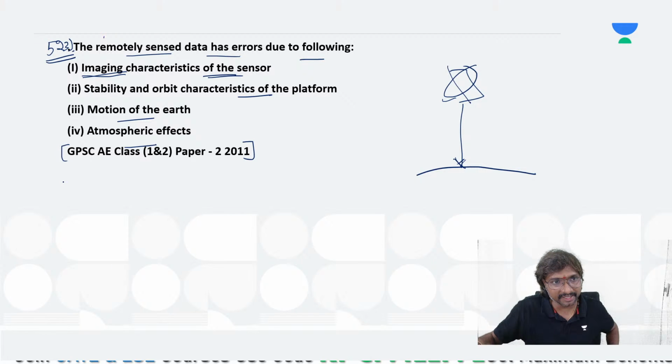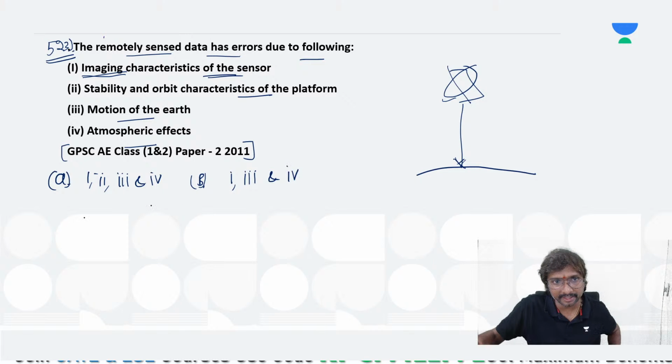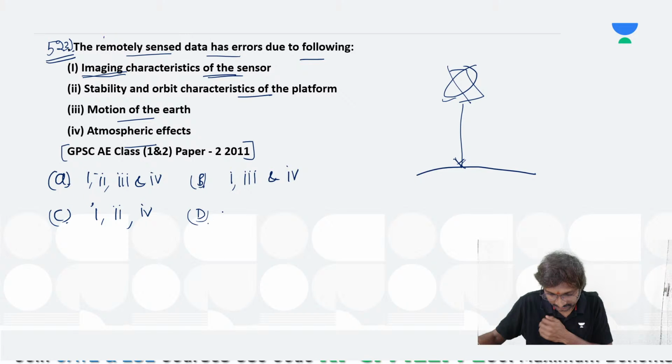So here the options are missing, right? Option A is 1, 2, 3 and 4, and option B is 1, 3 and 4, that is missing actually. Option C is 1, 2 and 4. And what is the fourth one you have? 3 and 4 only.